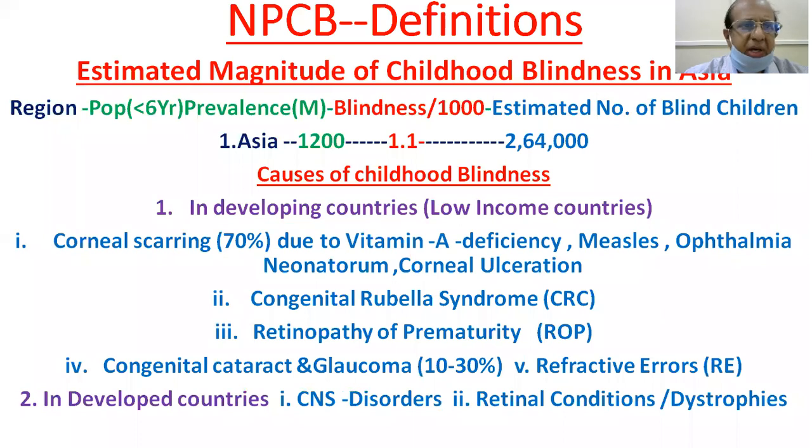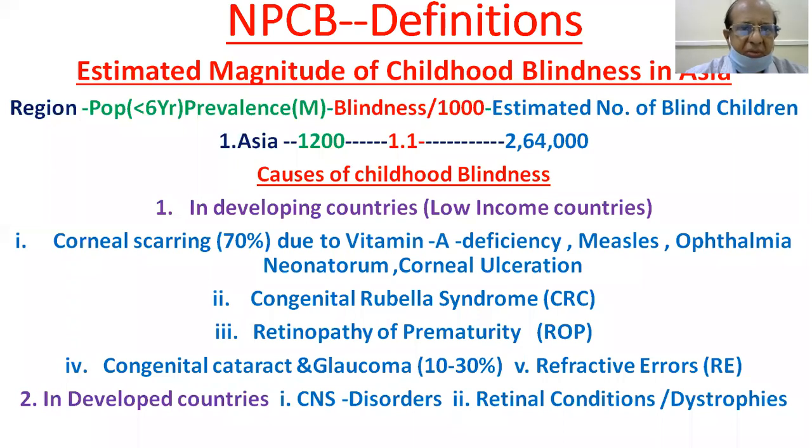Estimated magnitude of childhood blindness. Usually a country is compared with Asia and with developing and developed countries. In Asia, 1200 million people are there, with under-6-year prevalence of blindness of 1.1 per thousand. The estimated number of blind children is 2,64,000 in Asia.